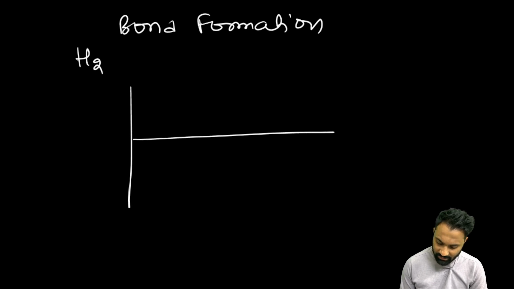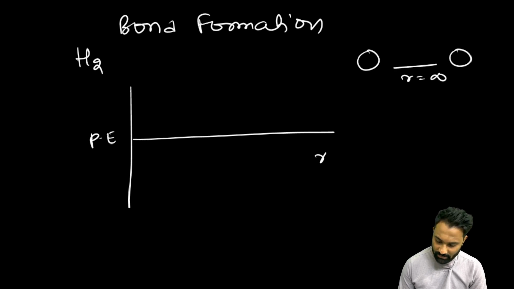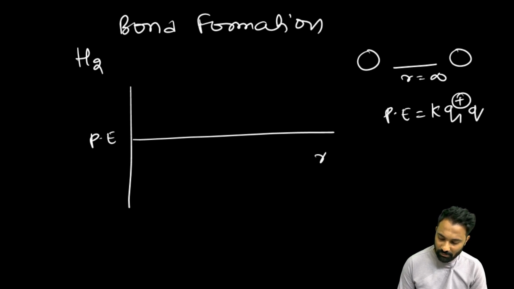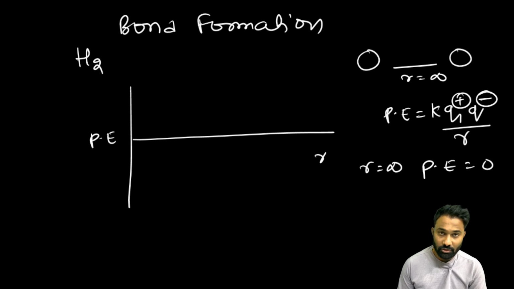Before starting, I just want to give you a quick recap of the last lecture. In the last lecture, we first studied bond formation, taking the example of H2. Potential energy versus radius, done. If the two hydrogen atoms are at infinite distance, the potential energy formula is K times Q1, the charge of cation, times Q2, the charge of anion, divided by the radius. If the radius r is equal to infinity, potential energy is equal to 0, done.